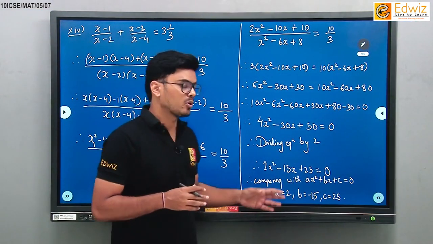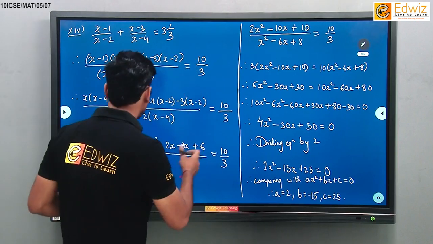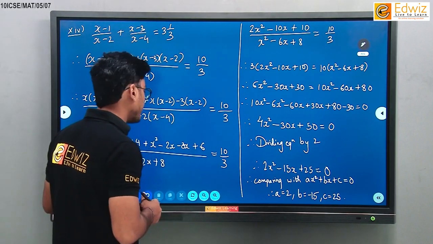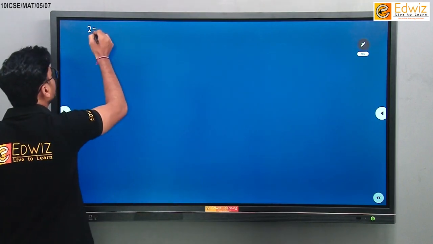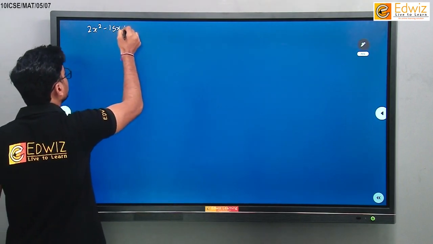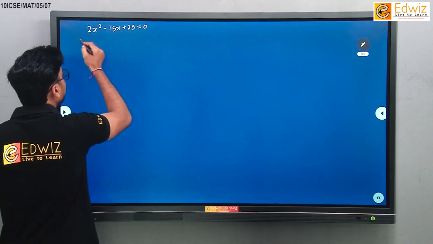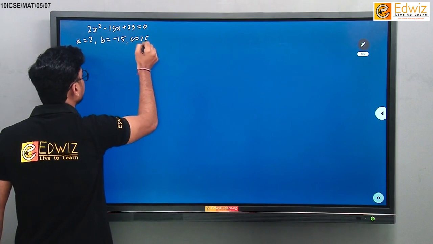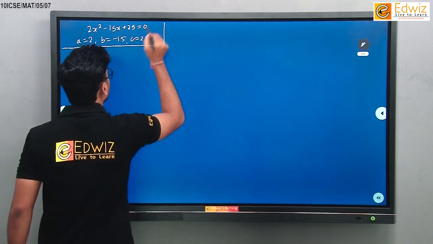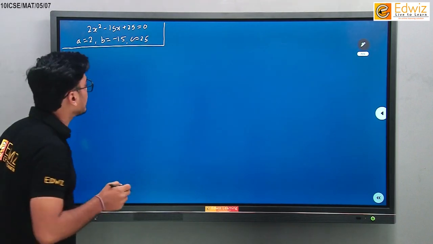Okay, continuing with the solution. So I'll write the equation again on the next page. The equation is 2x square minus 15x plus 25 equal to 0. And A का value आया है 2, B is minus 15, C is 25. This much you have already written on the previous page. So let us continue.